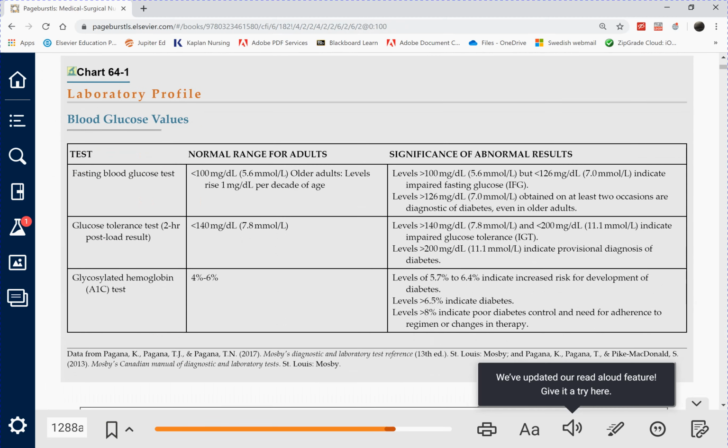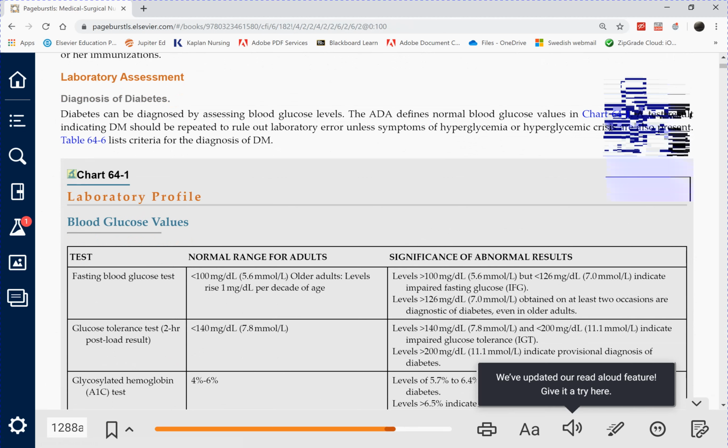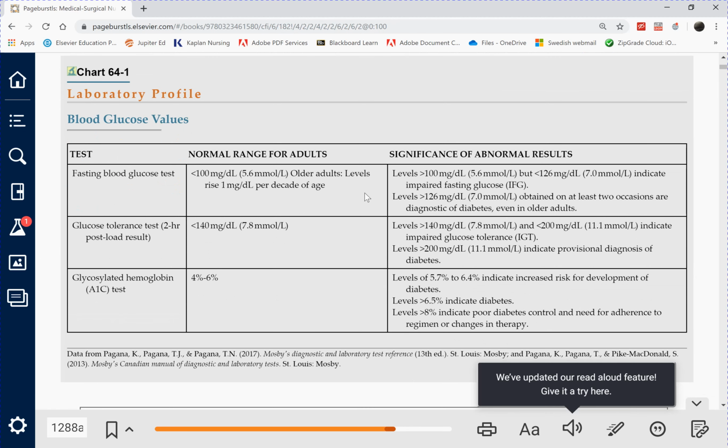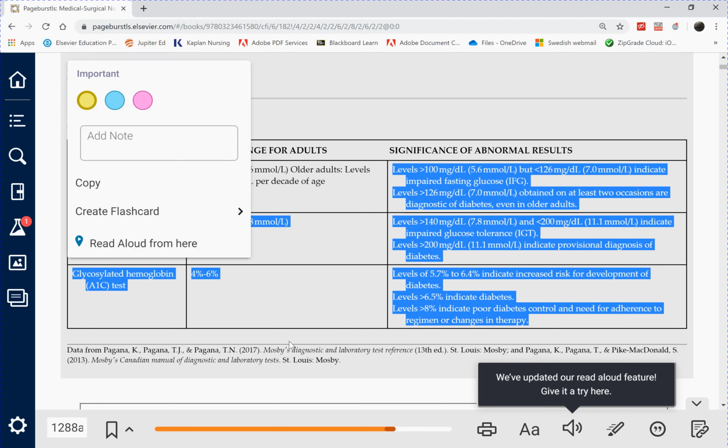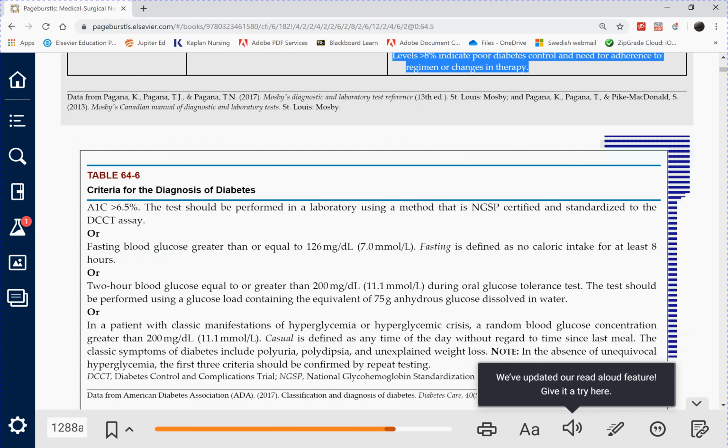All right. Diagnosis of diabetes. We will discuss testing. These are the results that mean you could be diabetic. Of course, you should be familiar with the normal ranges for these three tests, and the significance of your results. I'd rather discuss table 64-6.